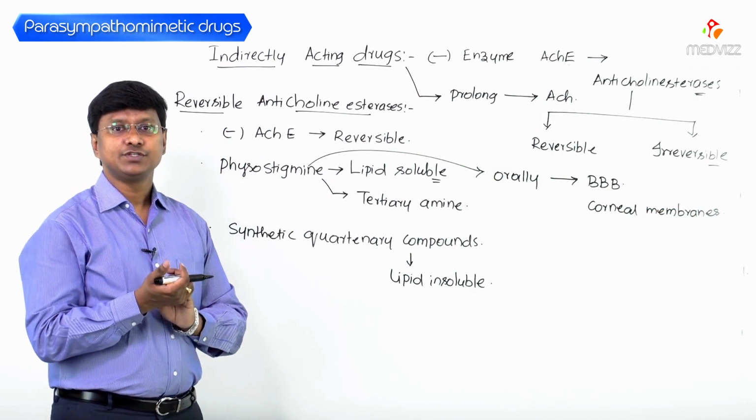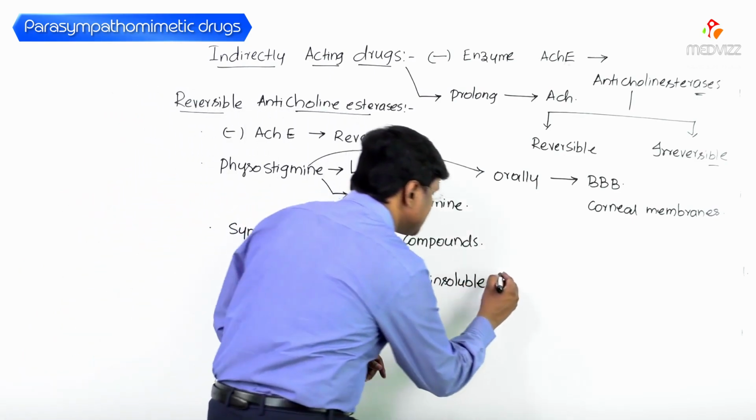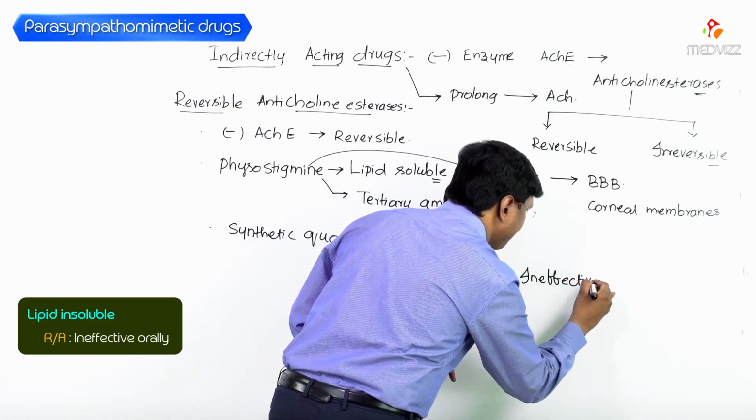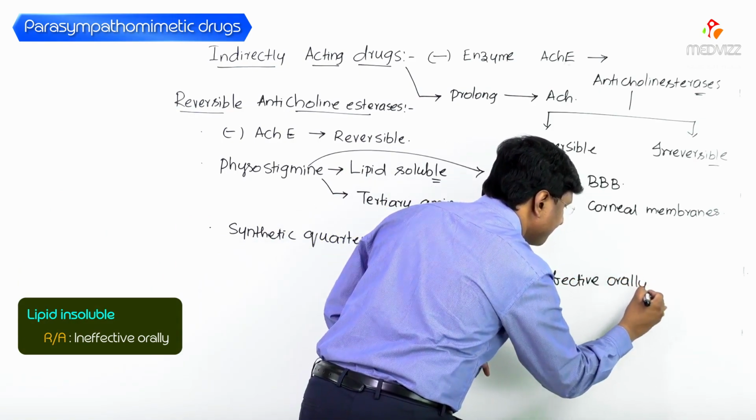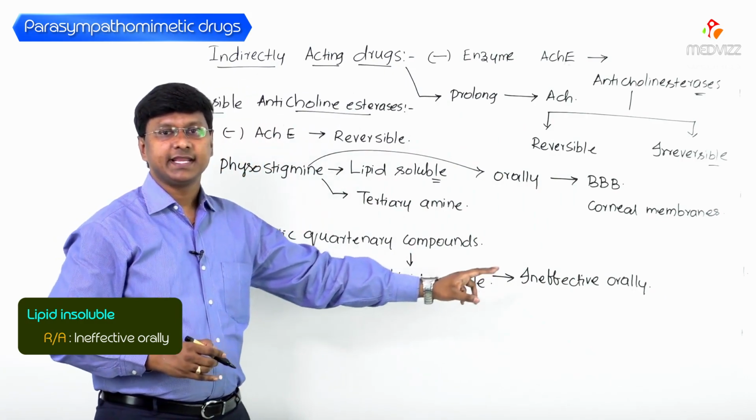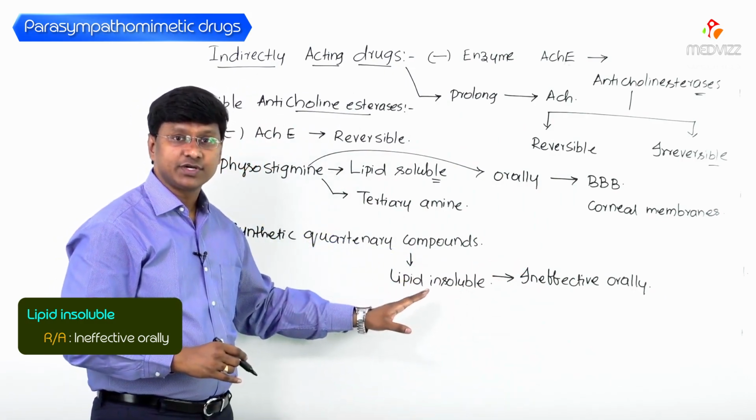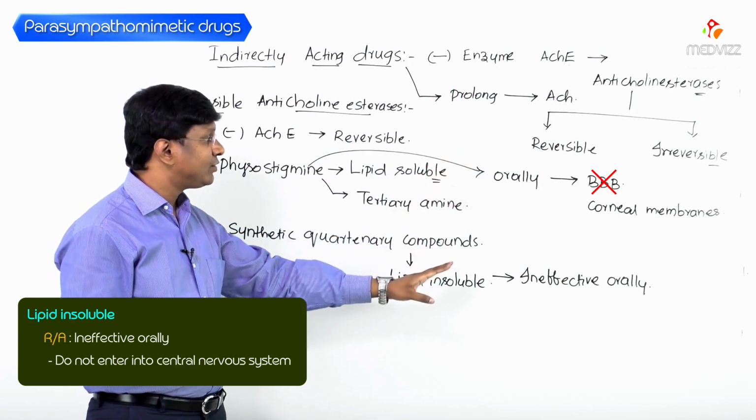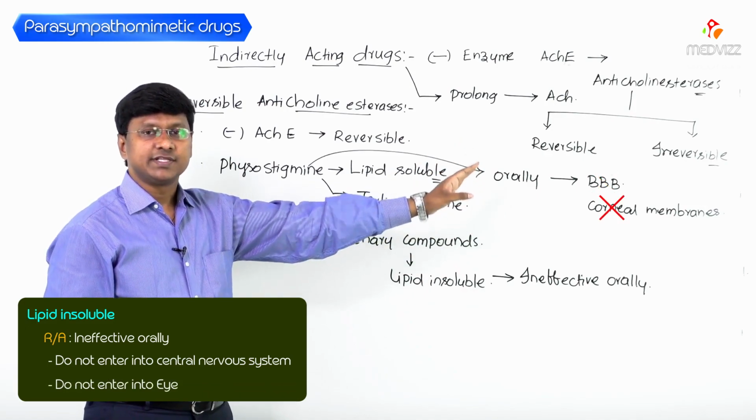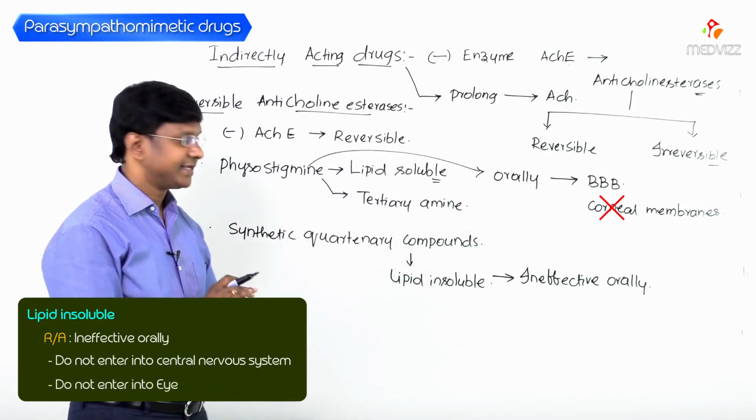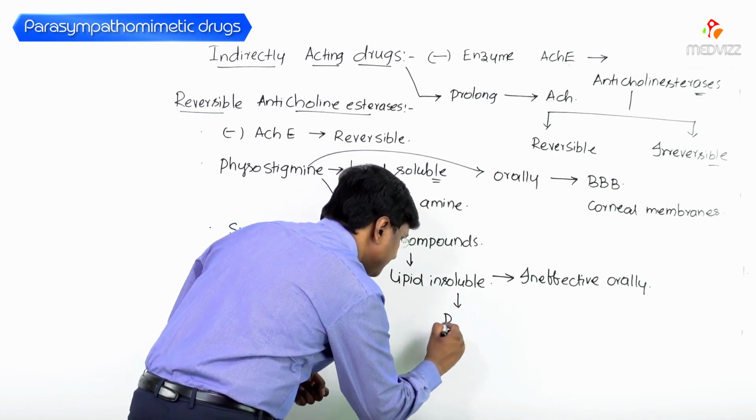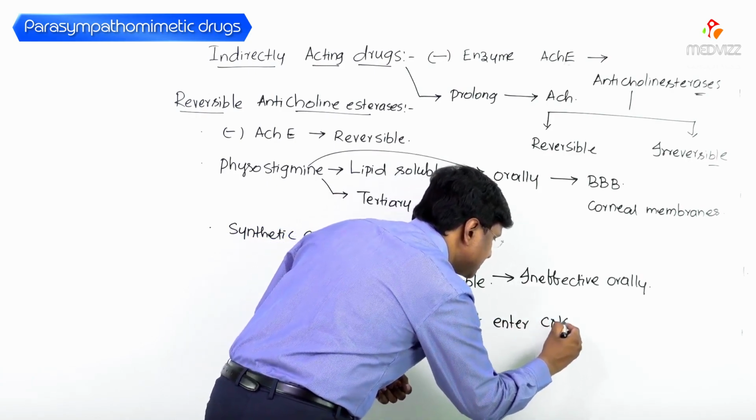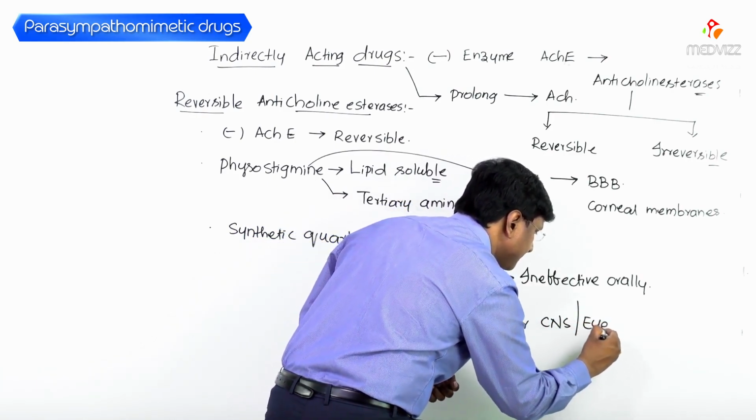Whereas lipid insoluble drugs are ineffective orally, and they do not enter the central nervous system because they cannot cross the blood-brain barrier, and they do not even cross the corneal membrane. So that is the reason why they do not enter the central nervous system or the eye.